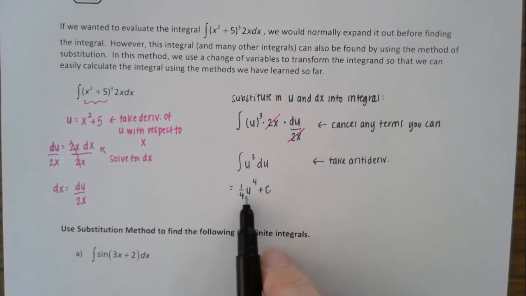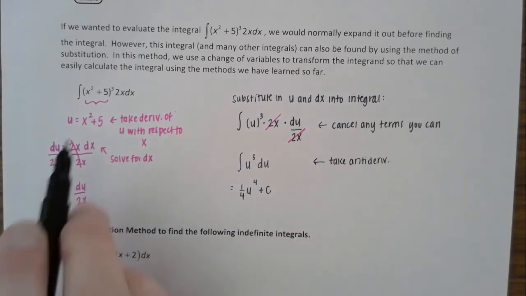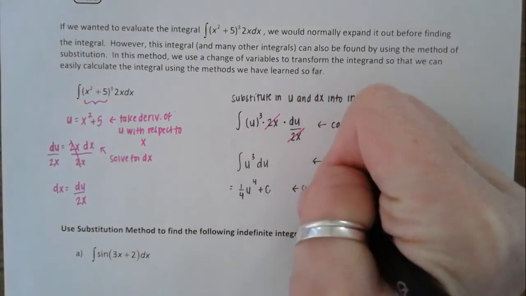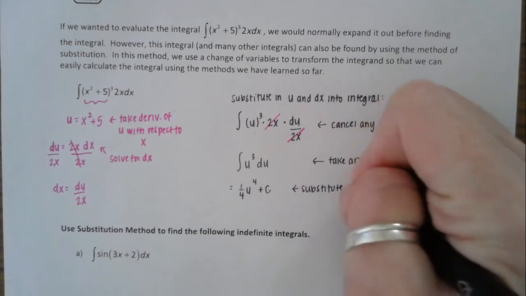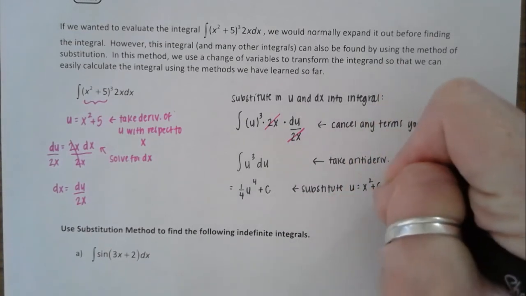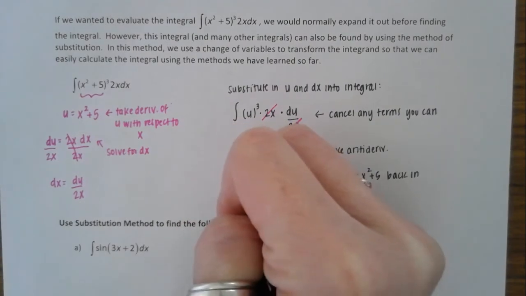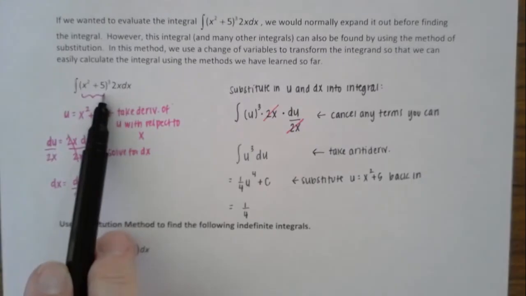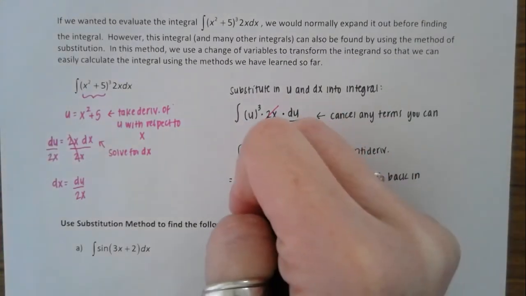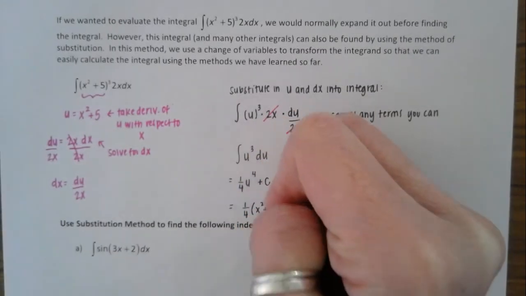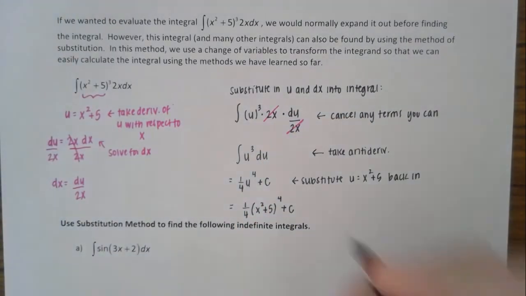But now I'm going to go ahead and substitute in what I originally had called u. So I'm going to substitute my u is equal to x squared plus 5 back in, which means that my antiderivative of this x squared plus 5 cubed times 2x is actually going to be 1/4 of the quantity x squared plus 5 raised to the 4th plus c.